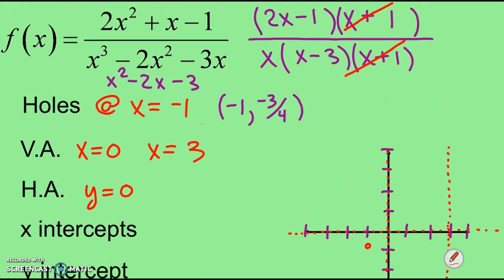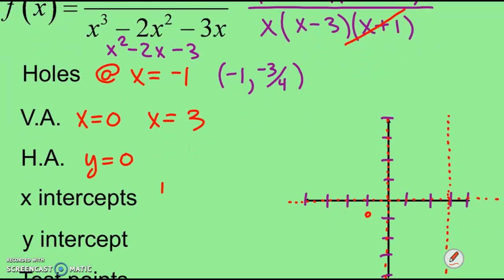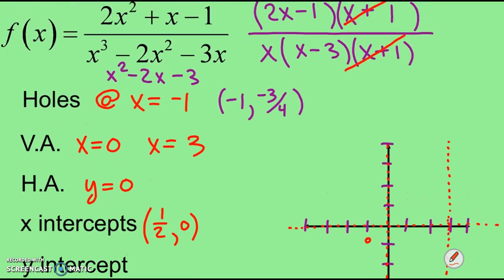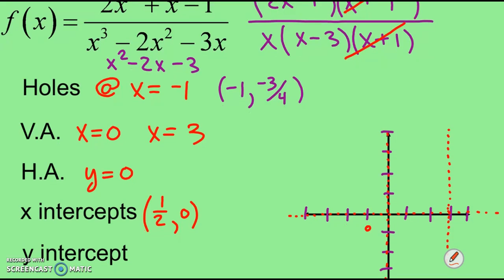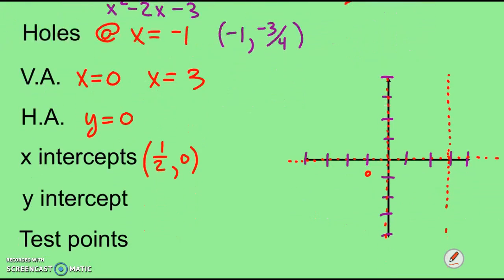X-intercepts, we're going to have 1. It's going to be at positive 1/2. That's when the numerator is equal to 0. So we're going to have an x-intercept or a root at 1/2, 0. And the y-intercept, that's where x is 0. There's going to be none, because when x is 0, you know what happens in the denominator? It becomes undefined. So there's none.